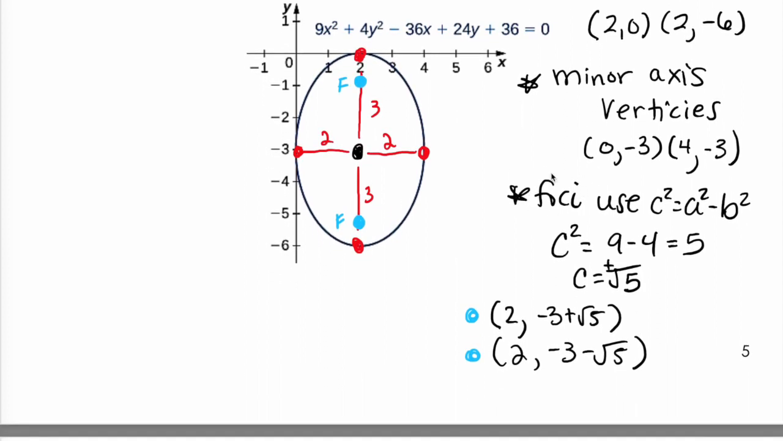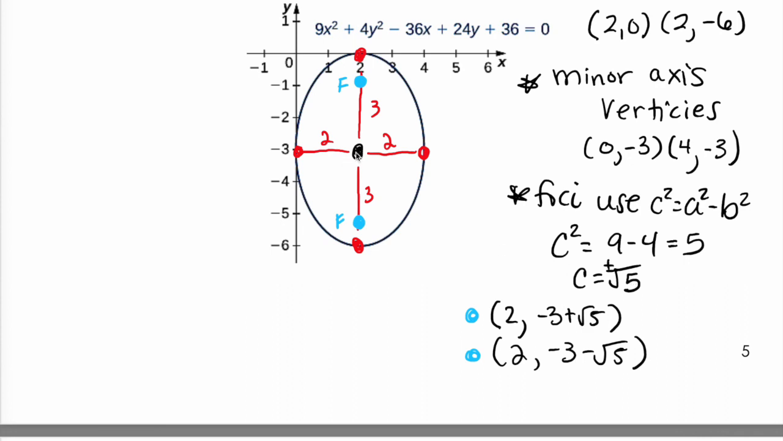Now, to find the foci, we need to find our value of C. This will be a different formula for a hyperbola, so make sure that you're paying attention to which conic section you're dealing with so you use the right formula. But to find your value of C for an ellipse, you use C squared is equal to A squared minus B squared. My A was 3, so 3 squared is 9. My B was 2, so B squared is 4. So C squared is going to be 5, which means C is going to be plus or minus the square root of 5.